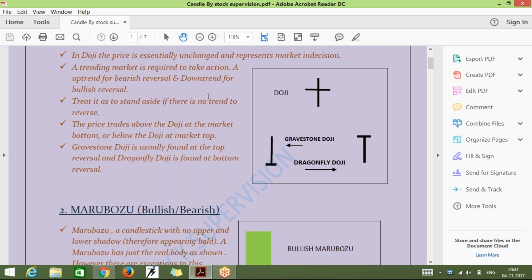There are two kinds of doji. I think one or two more kinds are also there, but these two are frequently used, and you can find them. Gravestone doji is usually found at the top reversal, and dragonfly doji is found at the bottom reversal. So in a downtrend, a dragonfly is found at the bottom reversal, in the sense you will be trading for an upward trend, and a gravestone is usually found at the top reversal, so you will be trading for a downward trend.